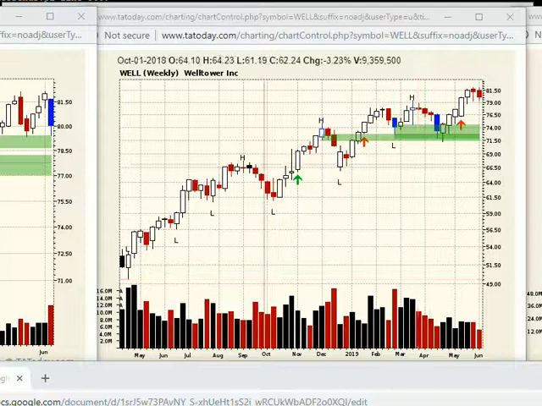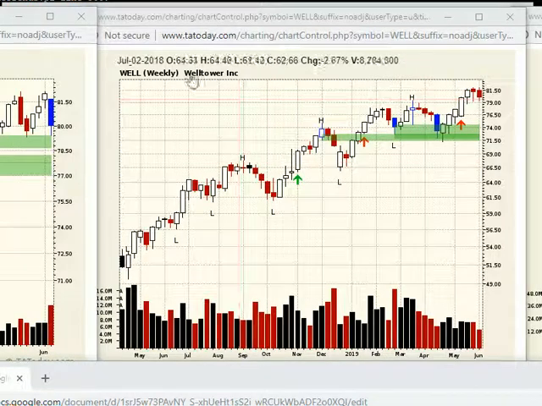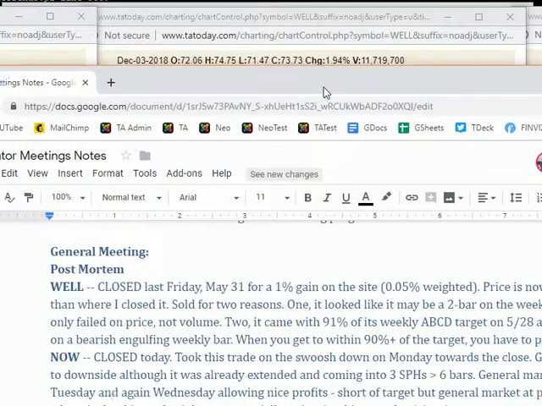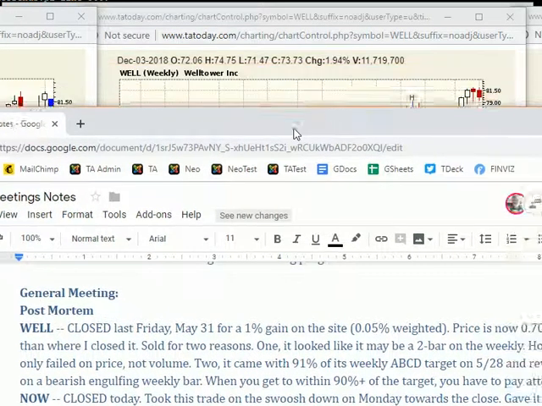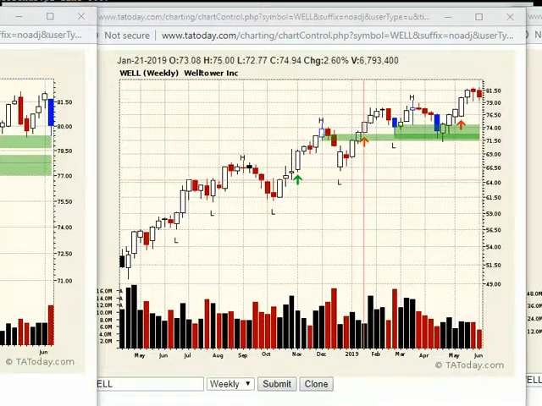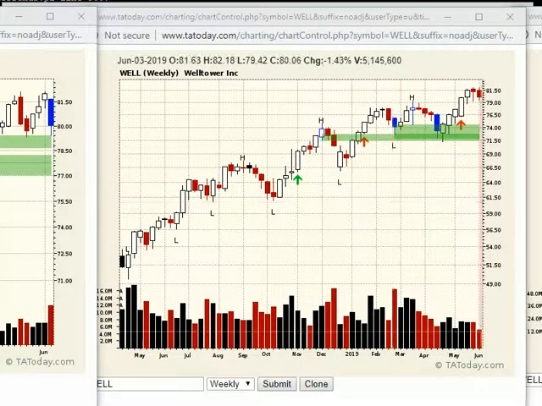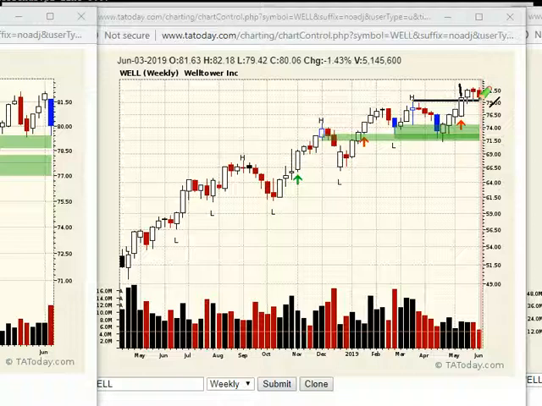Okay, so this was a position that we had in the portfolio, and we took profits on. The notes here are we took them for a 1% gain, and we did it. So we were doing this on a weekly, and we took the position on this breakout on the weekly.